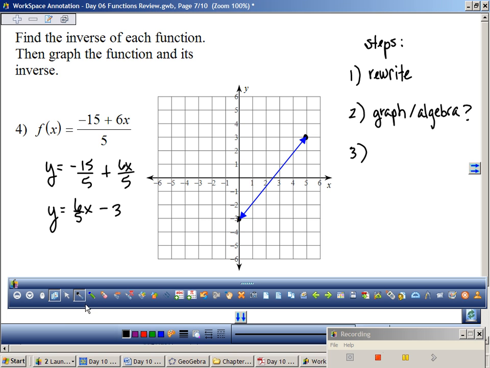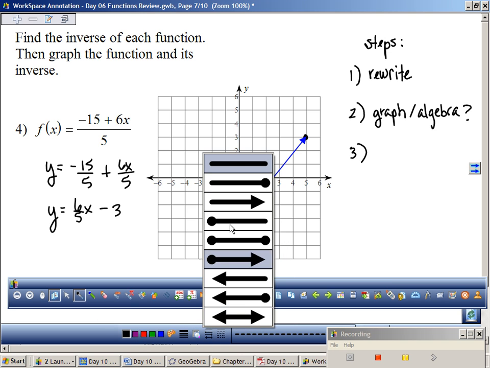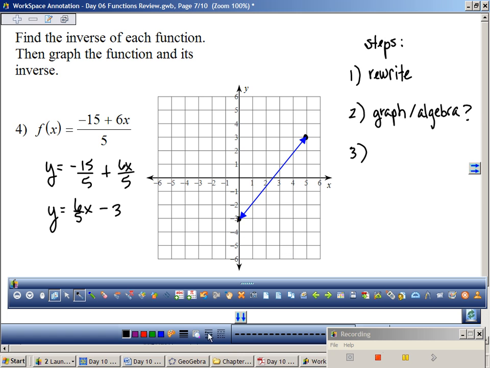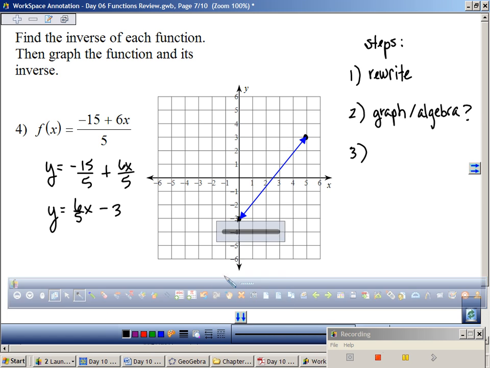Now, let's find the inverse. When graphing, what's my next step to find the inverse of that? Let's do this first. Oops. No wonder.